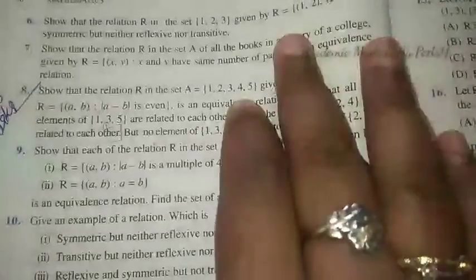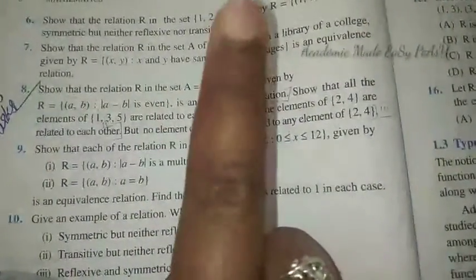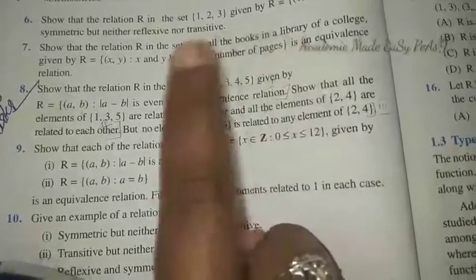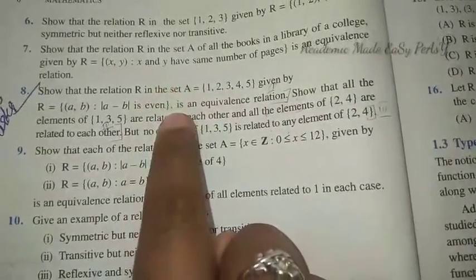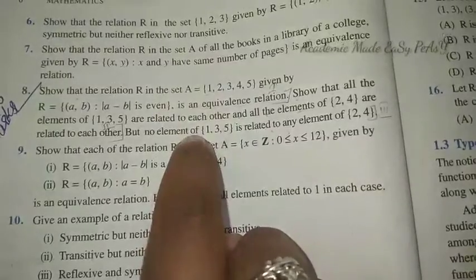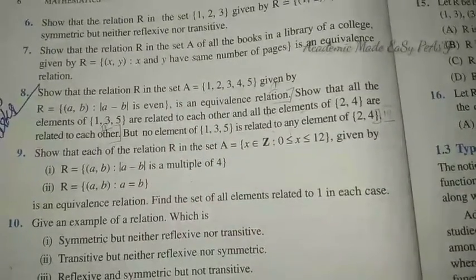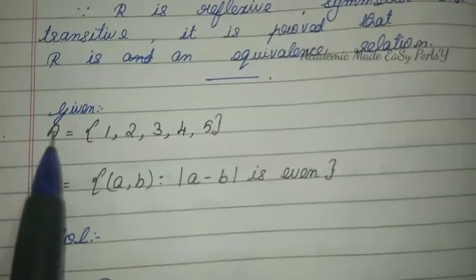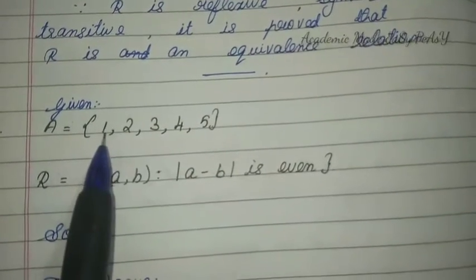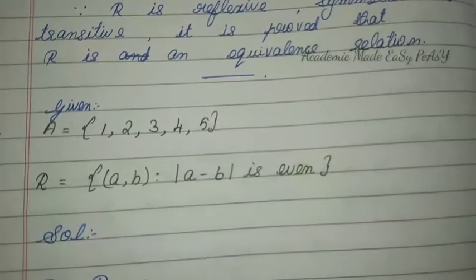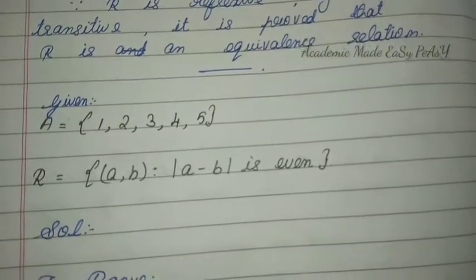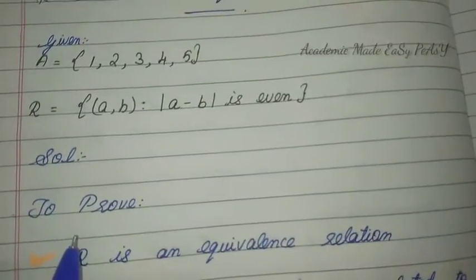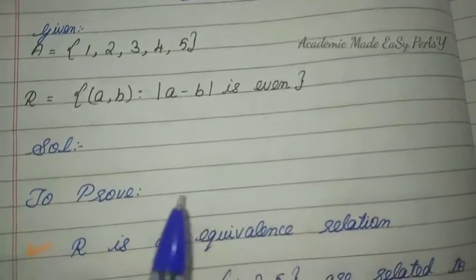There are three parts in this question. First part is asked to prove it is an equivalence relation. Second part, the related elements, the third part, the not related elements. So now I have written the given part: A equal to {1, 2, 3, 4, 5}, and the given relation I have written. And now we'll move on to the proof part.